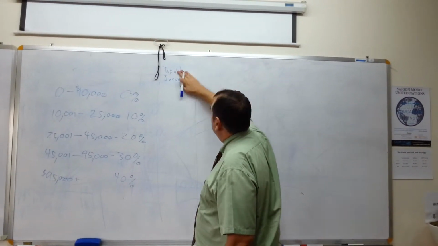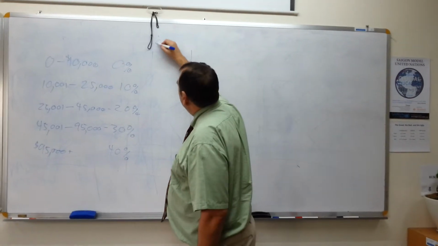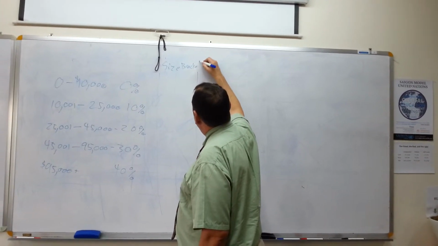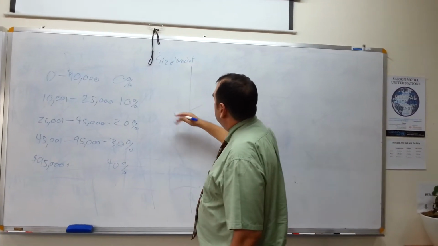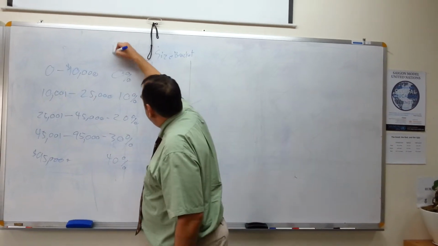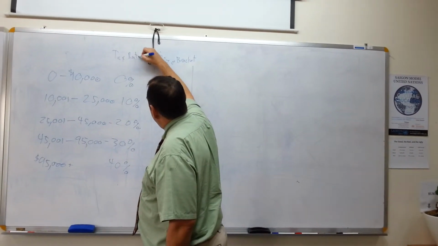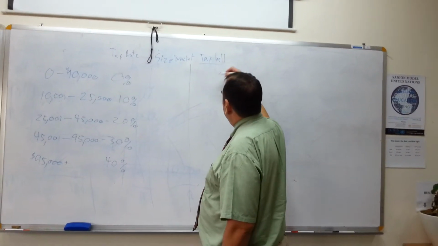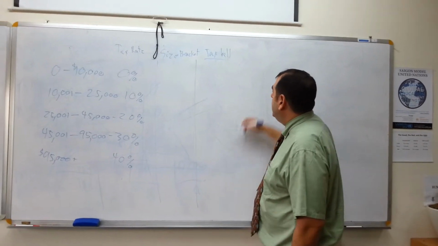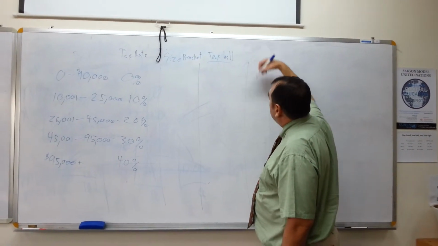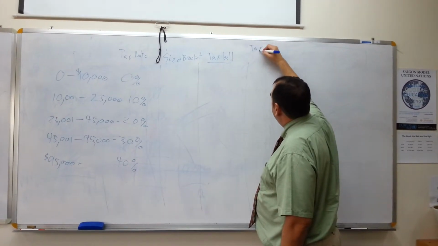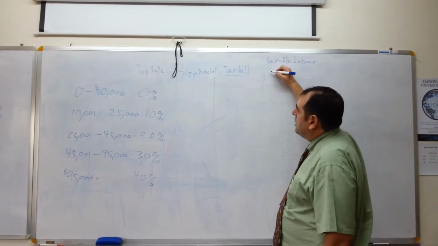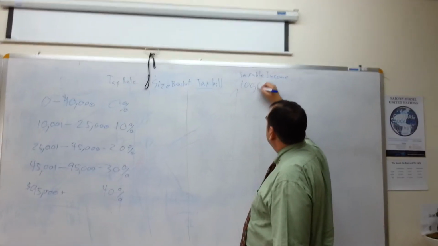Actually, I'm going to reverse it. Sorry, it's just easier to do. So we'll say size of bracket will be here. Here's the tax rate. Here's the tax bill, just how much he has to pay in each bracket. And then back here, we'll keep a running tally of his taxable income. All right, so we're going to start off with $100,000.